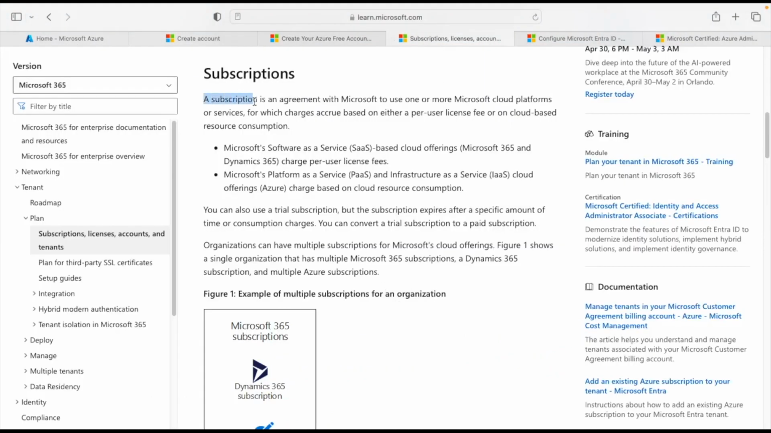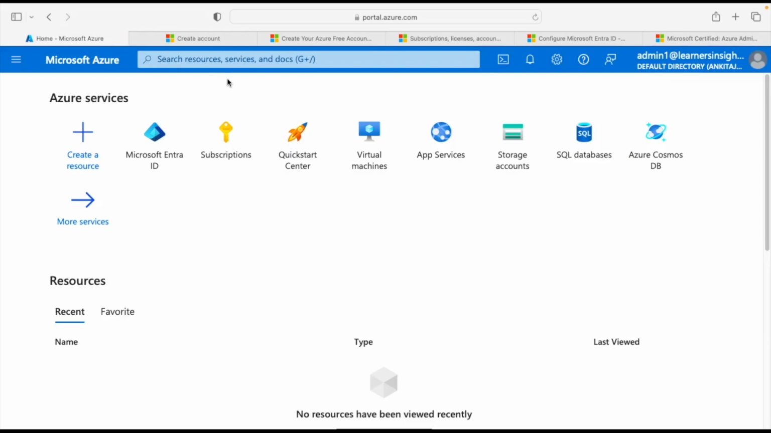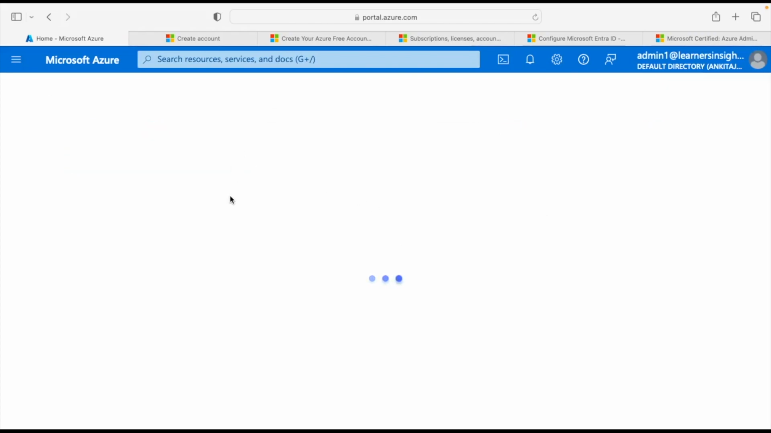It is a payment boundary and also a permission boundary. So you can have different types of subscription: per user license fee or cloud based resource consumption. You can have free trial, student versions. We can see this by going into the home page. This is portal.azure.com where you can create a free account. I have an account created and I will go to the subscription.